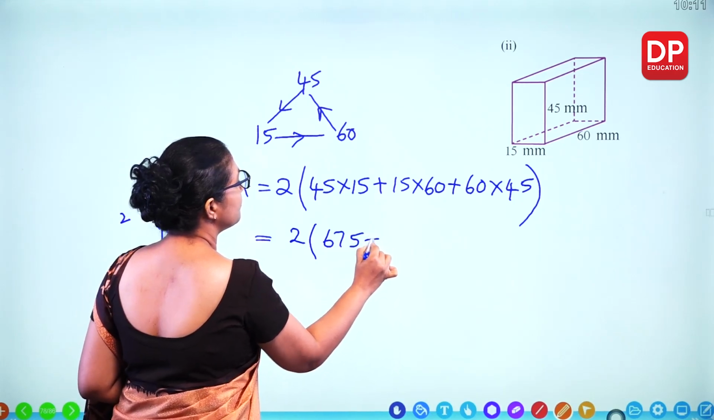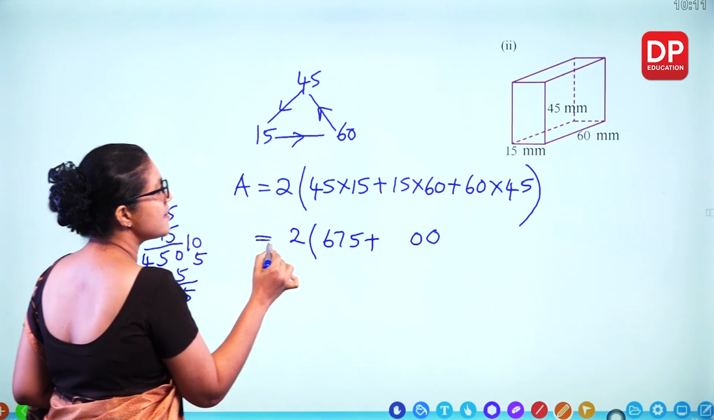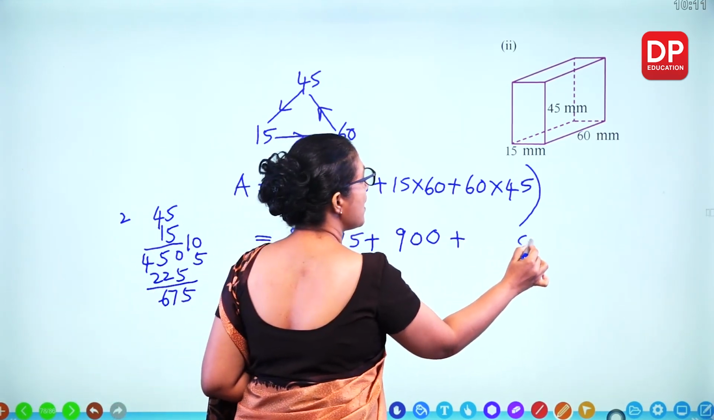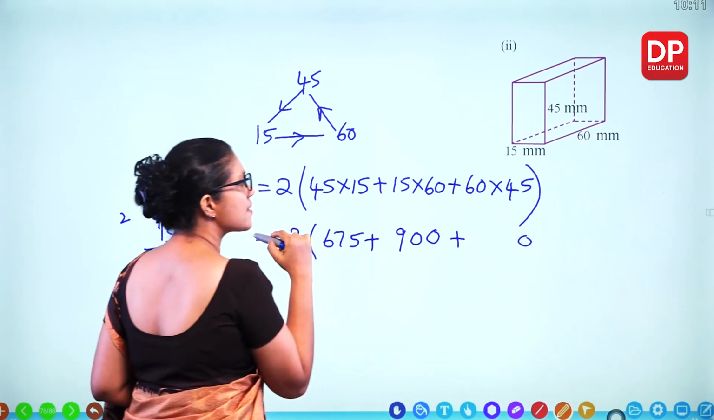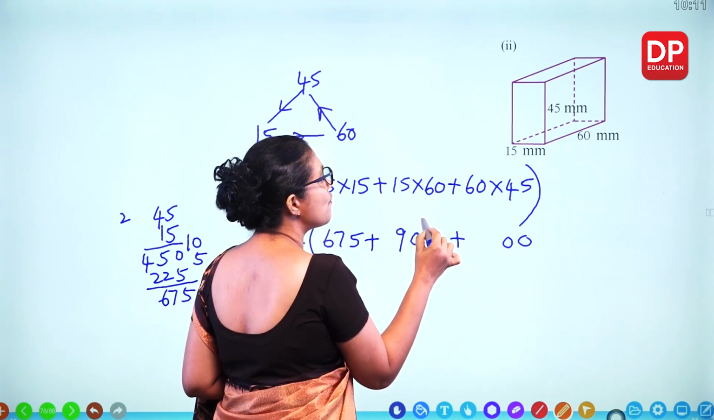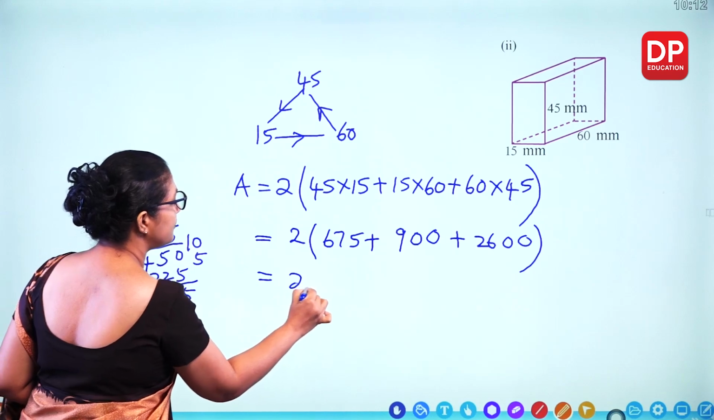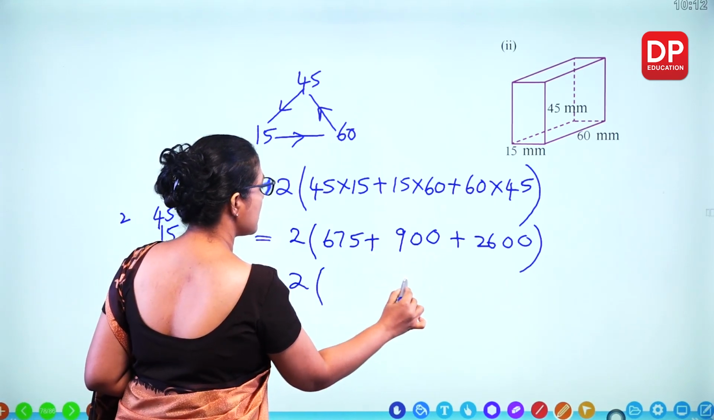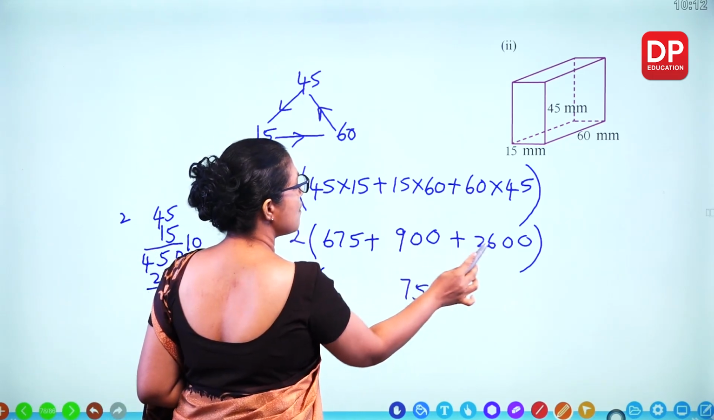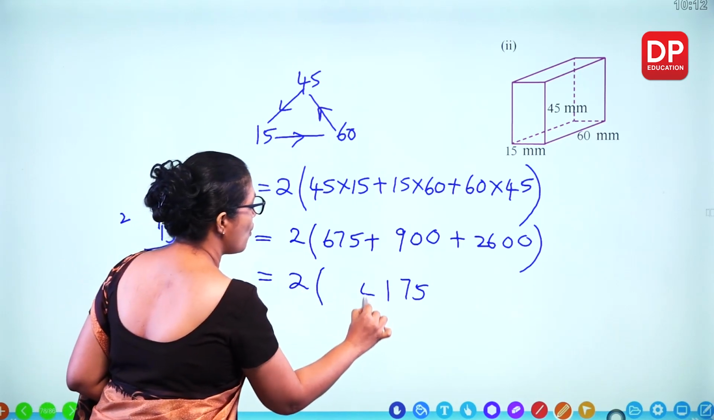675. Then 0. 6 times 5, 30. 3 remaining. 6 times 1, 6 plus 3, 9. Then multiply by 6. 6 times 5, 30. 2 remaining. 6 times 4, 24 plus 2, 26. Add it. You get 75. 9 plus 6, 15. 15 plus 6, 21. 2 remaining, that's 4.